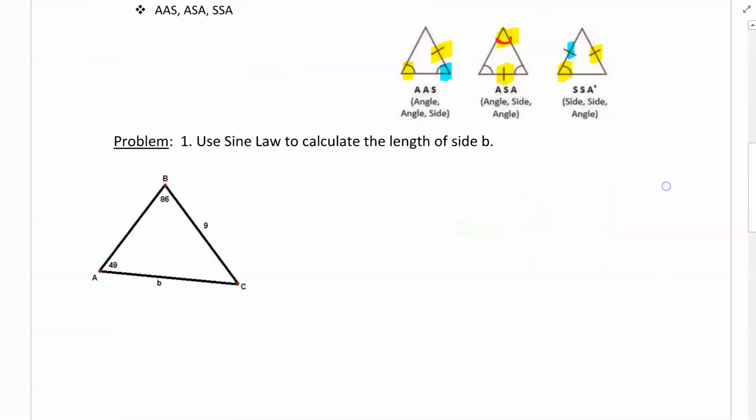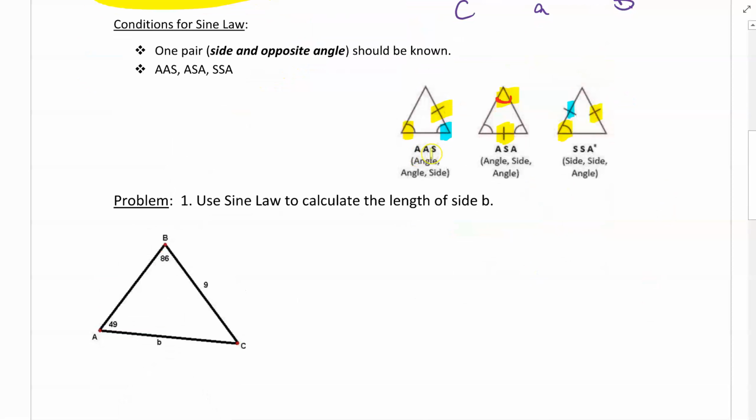Okay, so we call the first one angle, angle, side. We call the second one angle, side, angle, and then we call the last one side, side, angle.